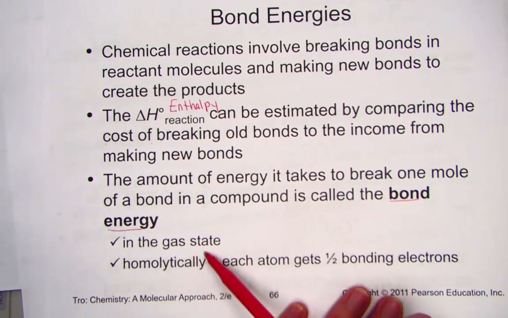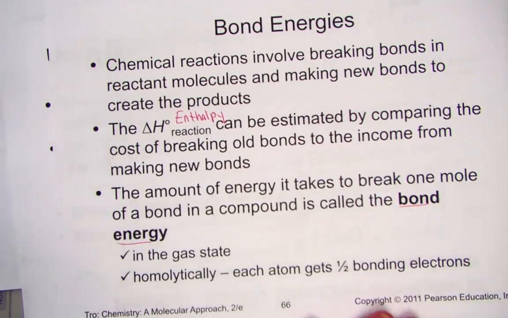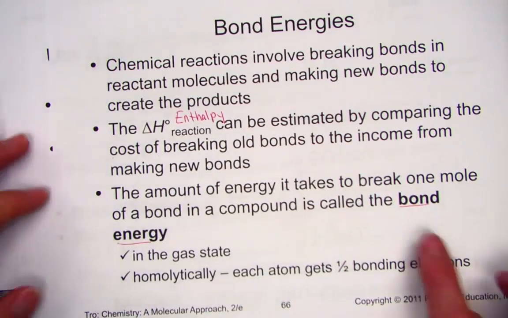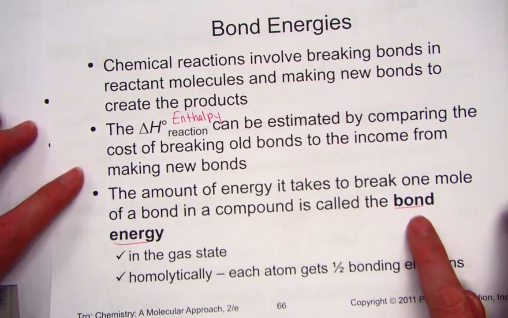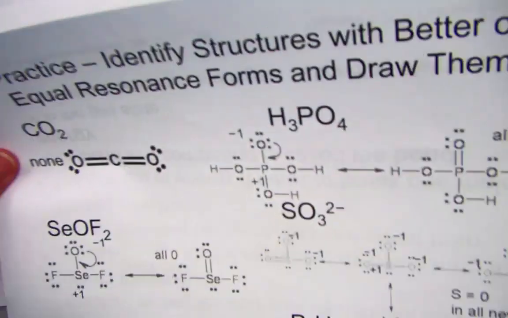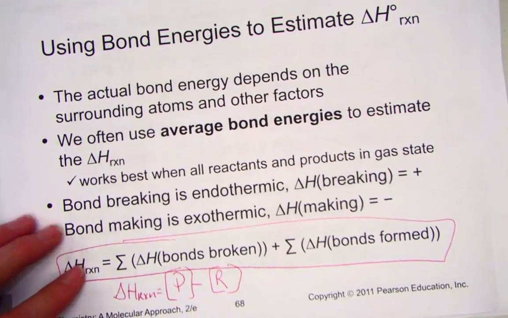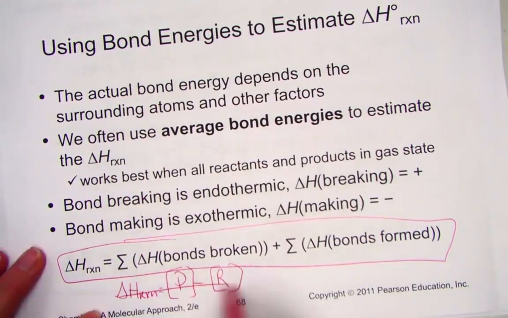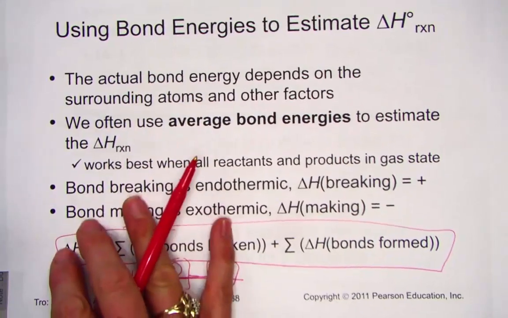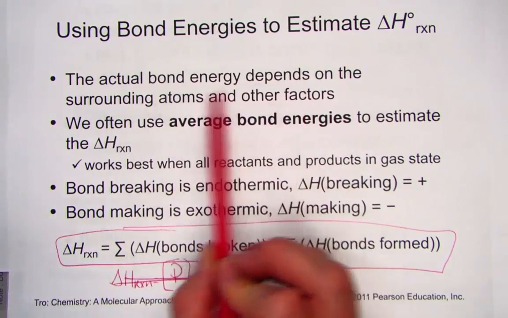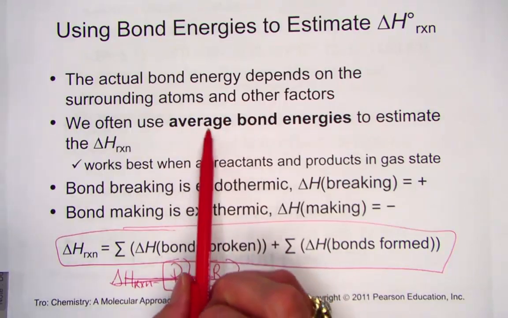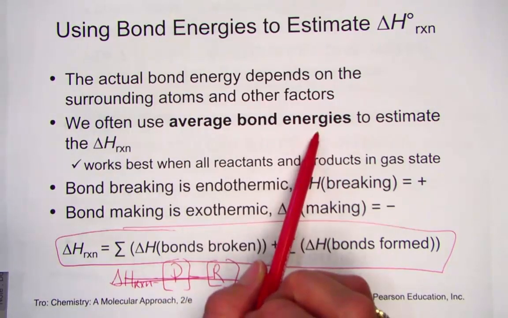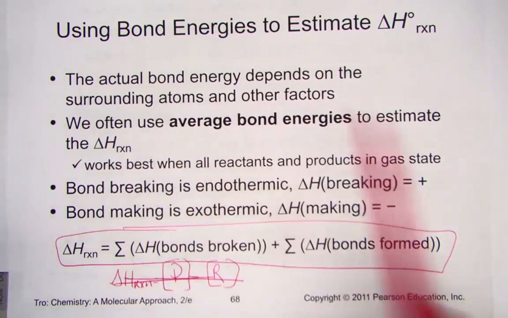Typically, they are reported in the gaseous state and homolytically, simply saying each atom gets half of the bonding pair of electrons. How much energy is needed to break 1 mole of a compound's bond is called its bond energy. The actual bond energy depends on the surrounding atoms and other factors, but we often use what are called average bond energies to simply estimate the enthalpy of a reaction.